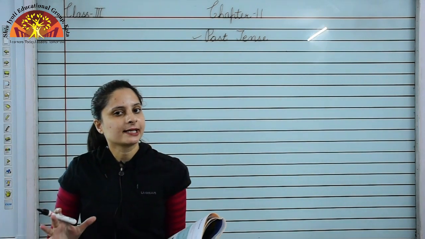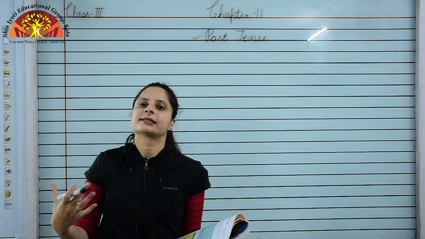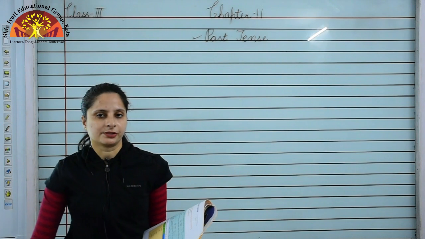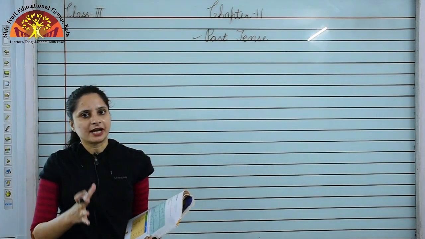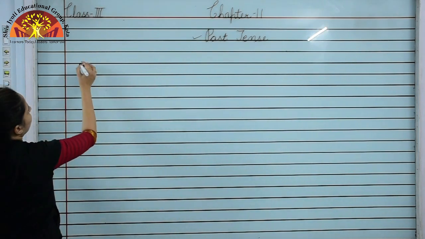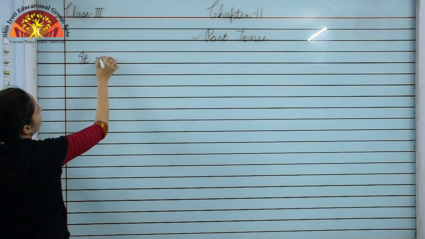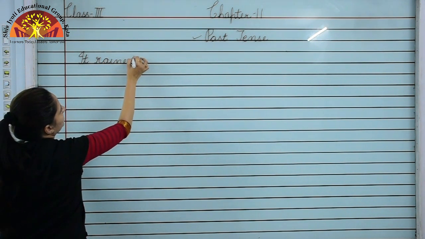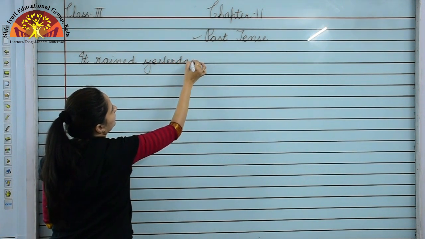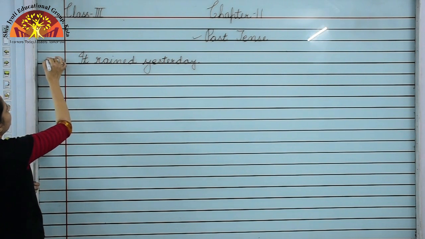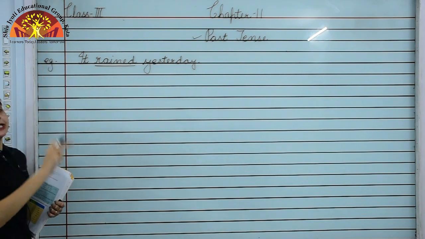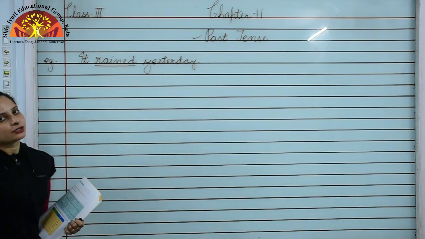Past tense tells us about the actions that took place some time ago, a few minutes ago, a few months ago, a few years ago. For example, if I write, it rained yesterday. Here in this example I am talking about it rained yesterday. Over here the verb rained is in past tense because the action has already taken place.